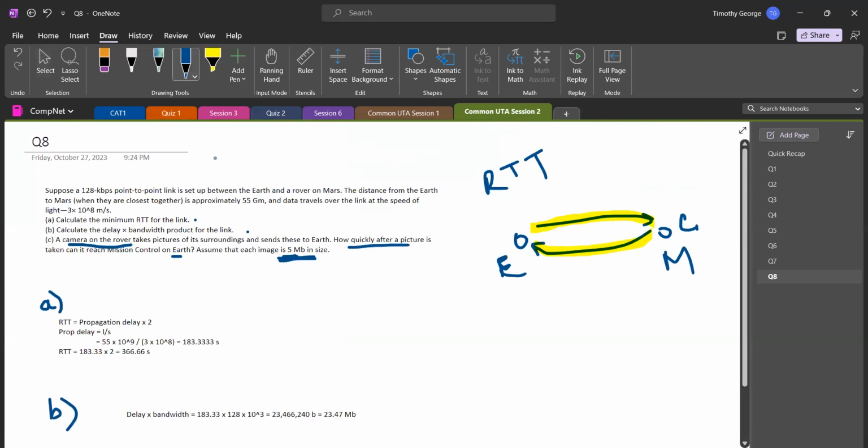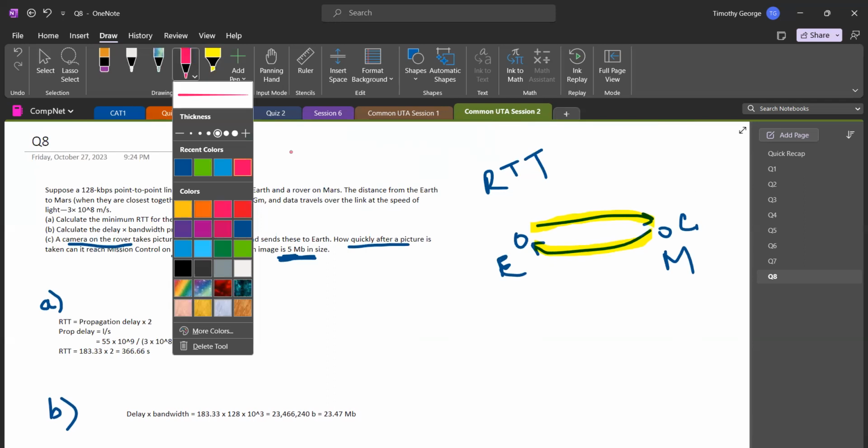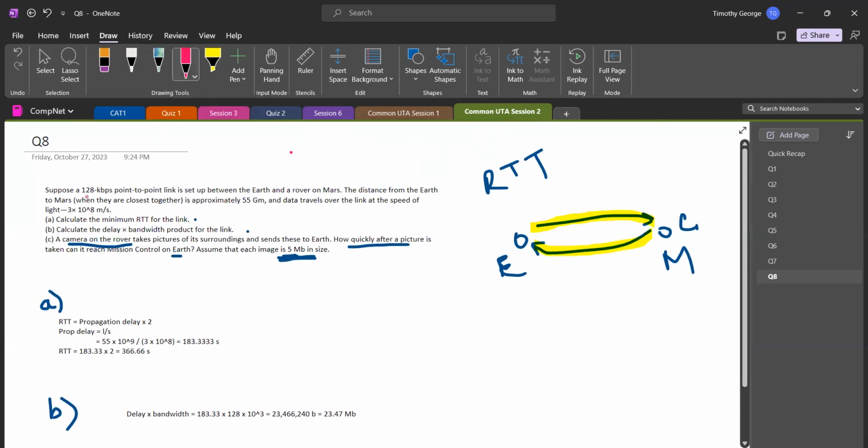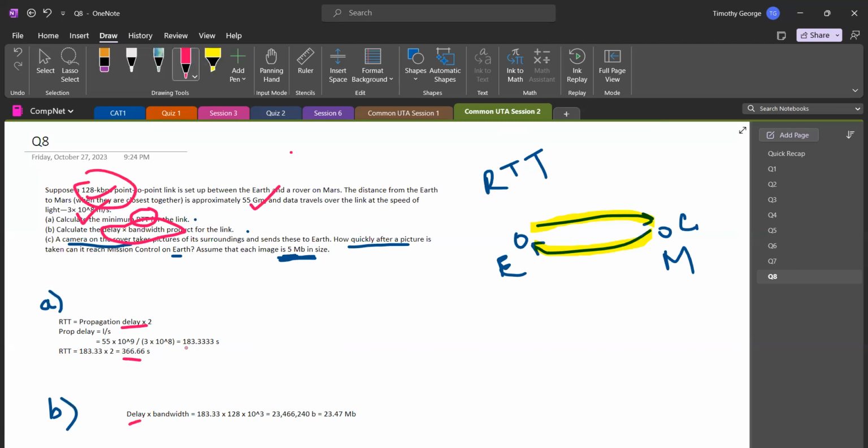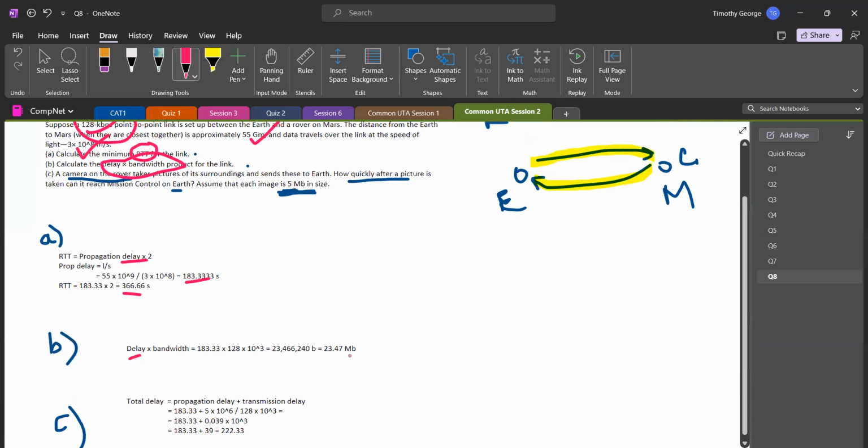So let's quickly recap on what we did. They gave us bandwidth, they gave us length, they gave us speed. RTT is simply propagation delay into 2. We put the values, multiplied by 2, we got RTT. Delay into bandwidth they already gave. Delay we calculated in our first part. So we got our answer.